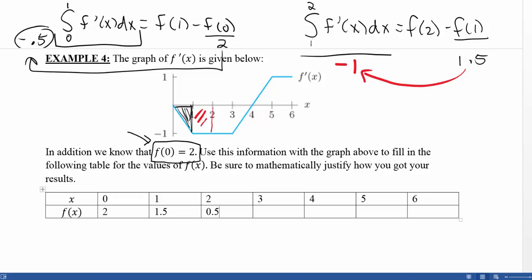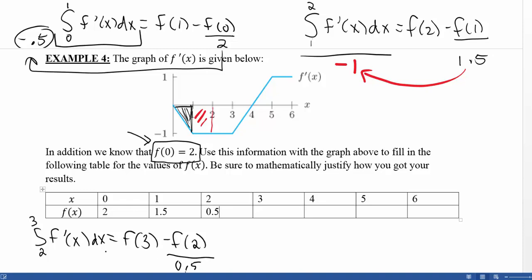So let's keep going. If I want to find my value at 3, I'm going to do the integral from 2 to 3 of f prime of x dx, which is going to equal, by the fundamental theorem, f of 3 minus f of 2. We know the value at f of 2 because we just computed that.